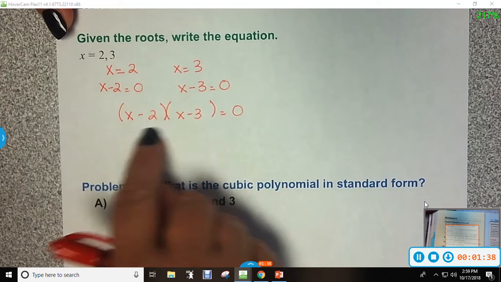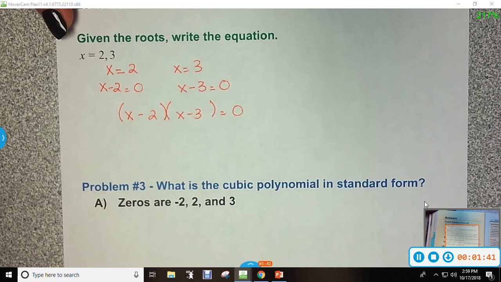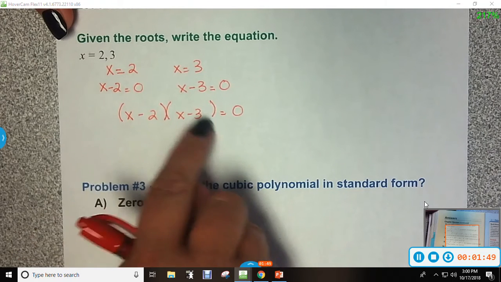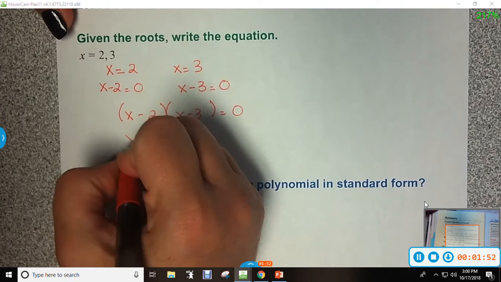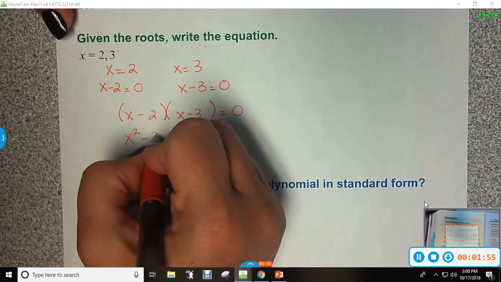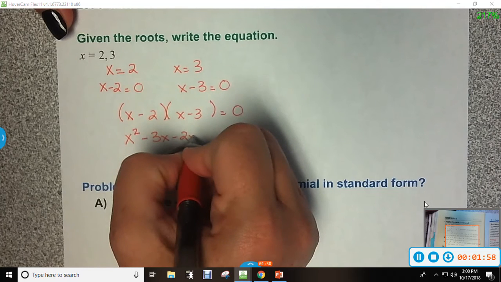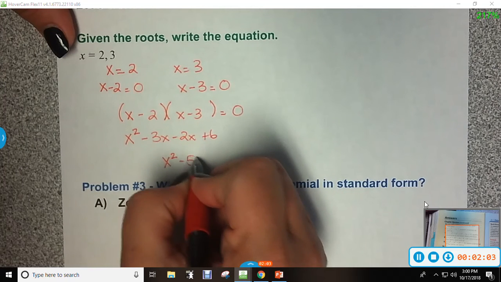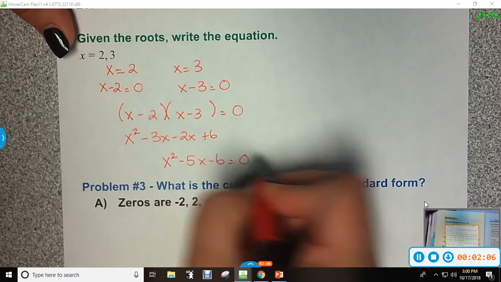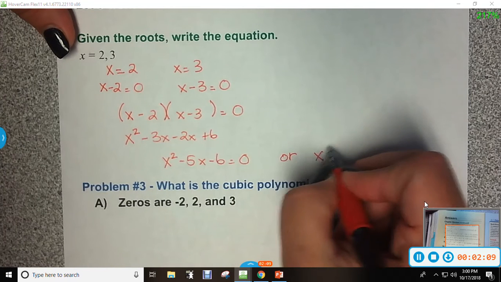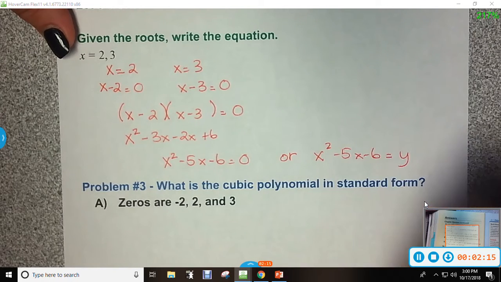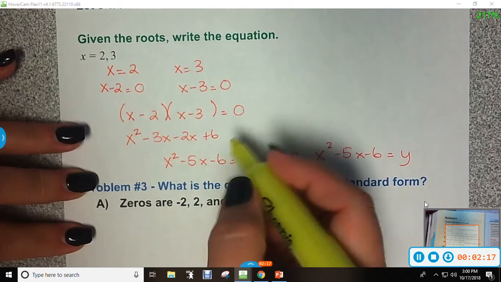But now you've actually got to multiply these. So how do you multiply those? FOIL, or you could double distribute, which is just taking the x times both of those and then take negative 2 times both of those. Okay, so when I multiply, I'm going to get x squared minus 3x minus 2x plus 6. Combine your like terms. You can write it's equal to 0, or you can go the one extra step and set it equal to y. I'm good with either one of those.